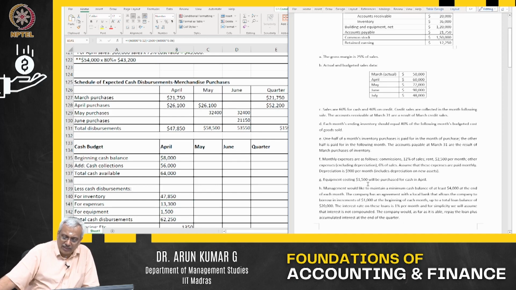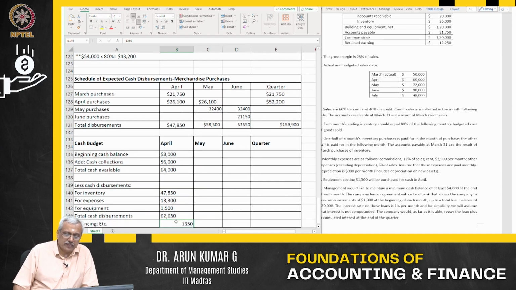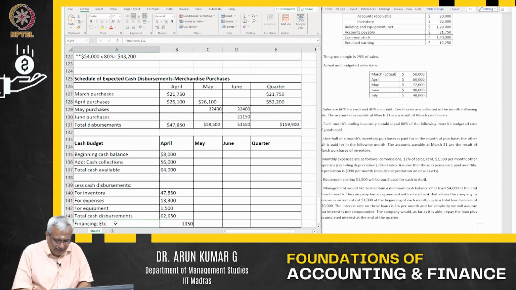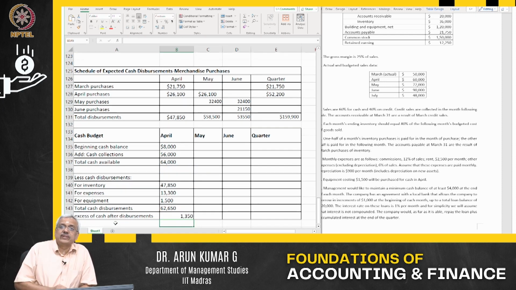Next it says, equipment costing 1,500 was purchased in the month of April. Yes, equipment costing 1,500 is purchased. What is the total cash disbursement? That is the sum of all these three put together. So, what do you call it as the net? What is the cash balance, or excess of cash after disbursements? It is 1,350. How do we get it? That is 64,000 minus this 62,650, which is 1,350.